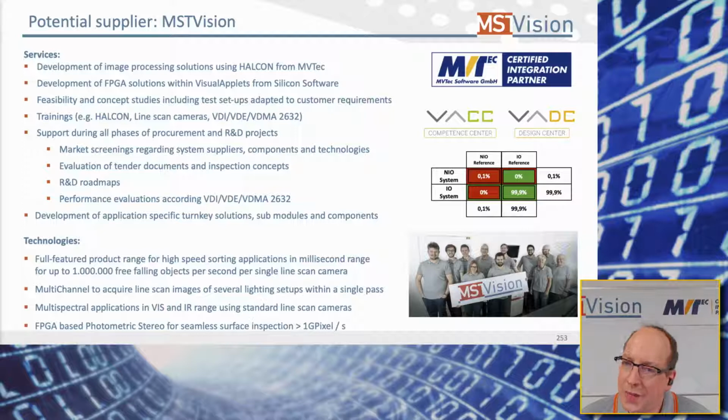And we have developed some great technologies. And this is really crazy. We have been working with freefall sorting, with cameras, and we have 1 million falling objects per second per single line camera. And we can also use FPGA-based photometric stereo, and that's everything for us.